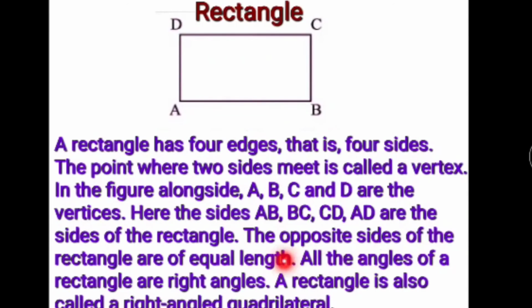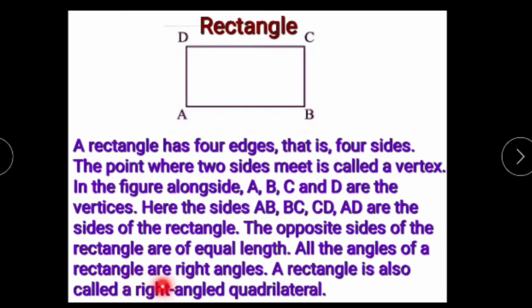The opposite sides of the rectangle are of equal length. Now here AB and DC are of equal length, and AD and BC also are of equal length. All the angles of a rectangle are right angles. These all angles are of right angle. Okay. A rectangle is also called a right angled quadrilaterals.